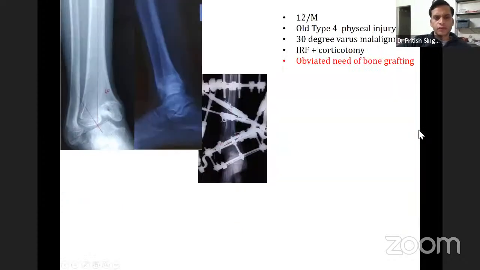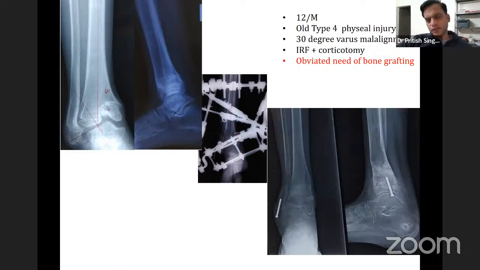This is another case of a 12-year-old boy with an old type 4 physeal injury with almost 30 degrees of varus malalignment at the ankle. He was again treated by Ilizarov ring fixator and corticotomy. We could achieve correction in this patient, and it allowed some lengthening also, as Dr. Jenser was asking. So we can do some lengthening with an Ilizarov ring, ortho SUV, or say DepthFix also. After achieving the lengthening, we can replace the struts with threaded rods. So it obviated the need for bone grafting also, and the procedure was minimally invasive as it was just a corticotomy.